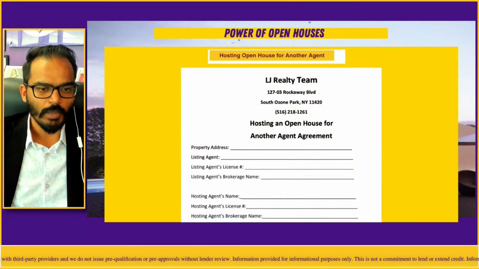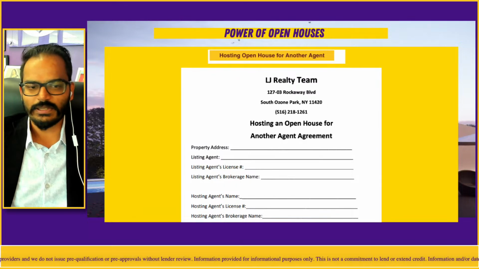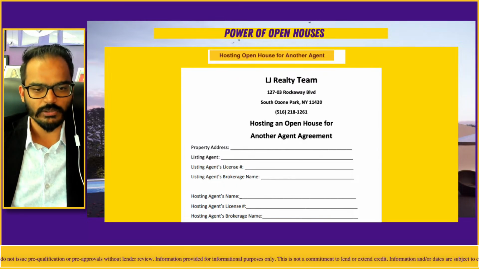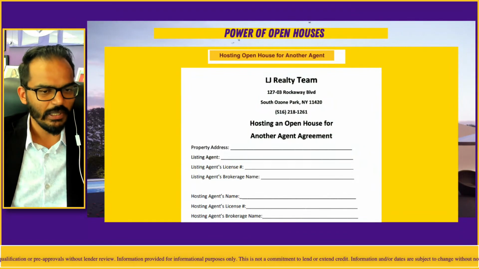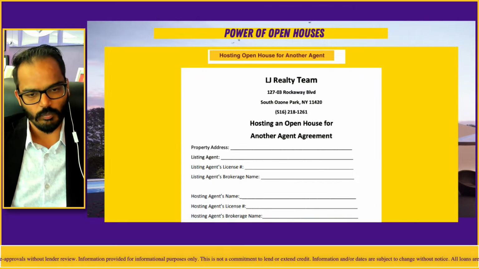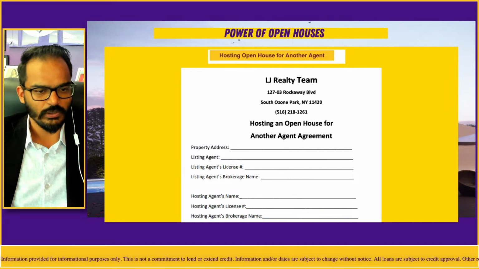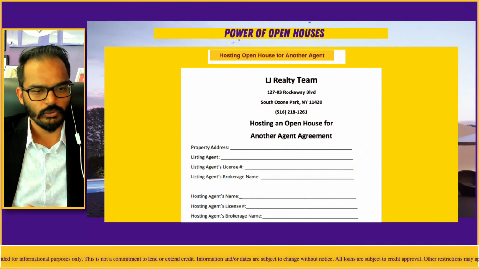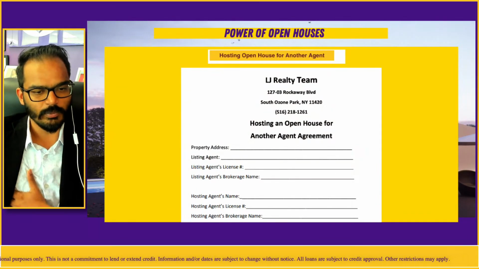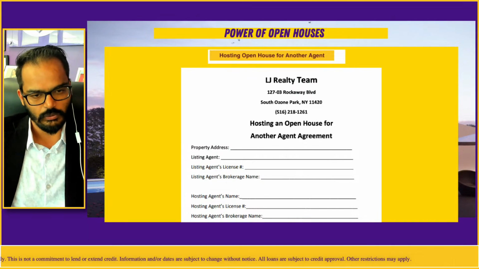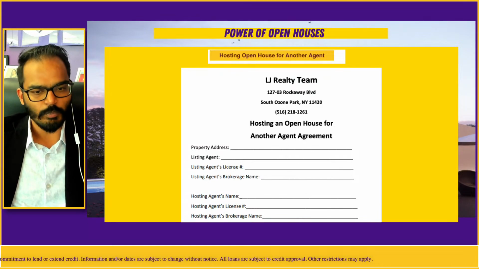So you will see the property address, you have the listing agent, you have the listing agent's license number, and you have the listing agent's broker's name, which is LJ Realty Team. And same thing for the hosting agent. This is going to be you, Vishal. So your name, your license number, and your company, LJ Realty. Okay, so that's the top portion.